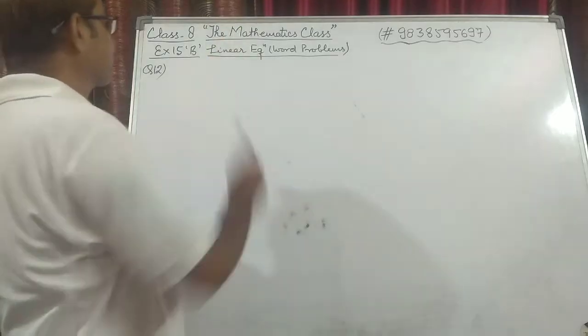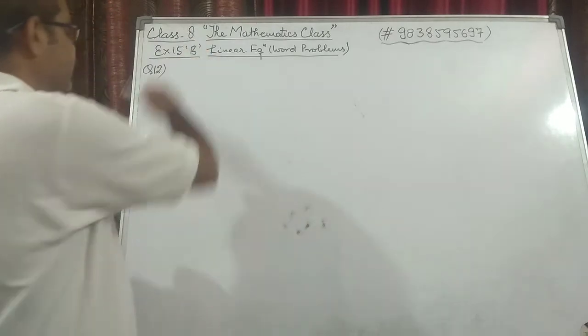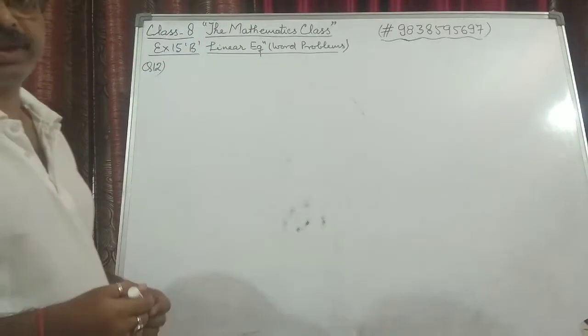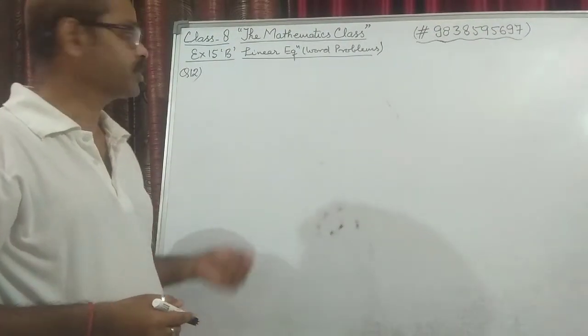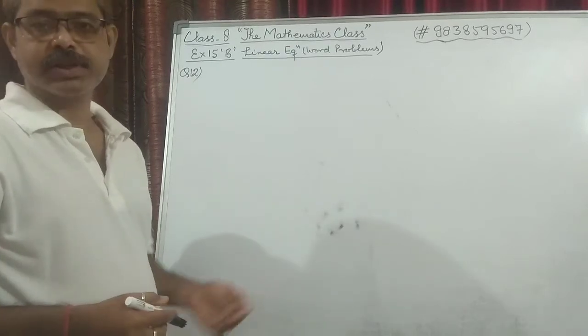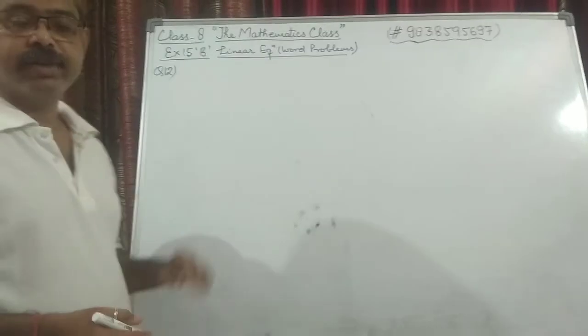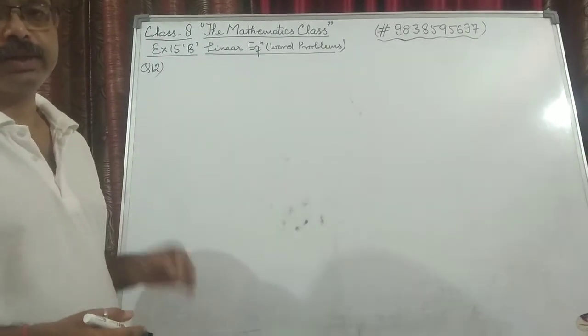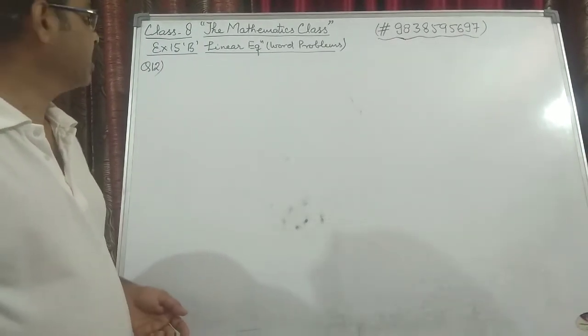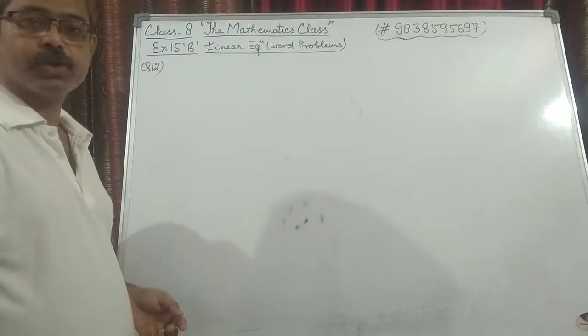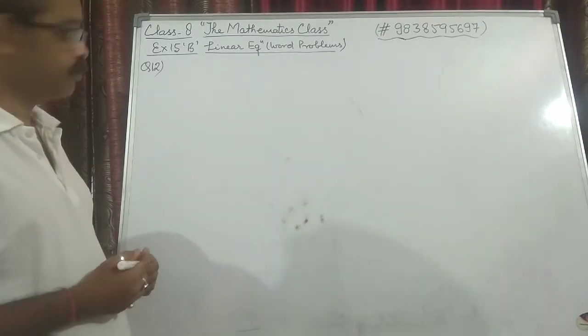This is the mathematics class for class 8, in continuation of the previous class on linear equations in one variable. We were discussing word problems in exercise 15B. We have done up to question number 10. Now we start with question number 12. We were doing the multiples of 2. Now what is question number 12?